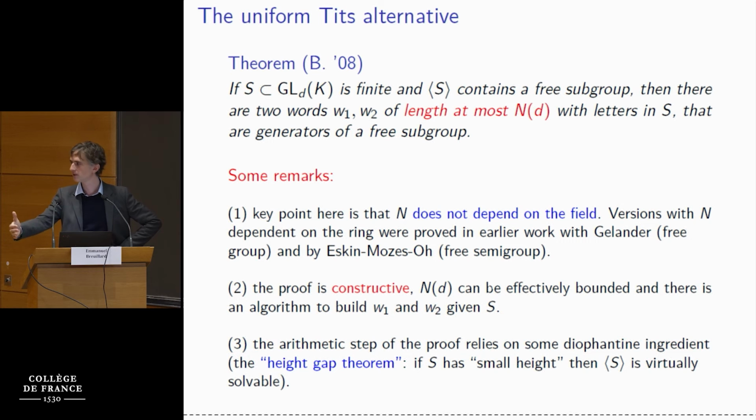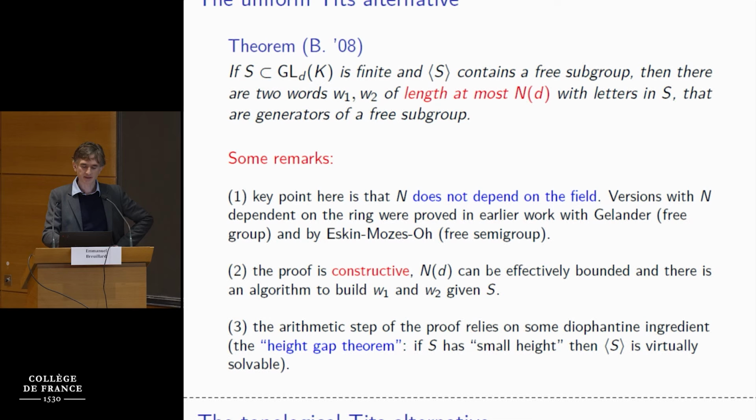It's again a ping-pong argument, but you have to choose very carefully the field embedding and understand how to find these neighborhoods A plus, A inverse, A minus, B, and B plus, B minus. Okay? And so the arithmetic step is the hardest in this proof, and it uses some ingredient from Diophantine geometry.